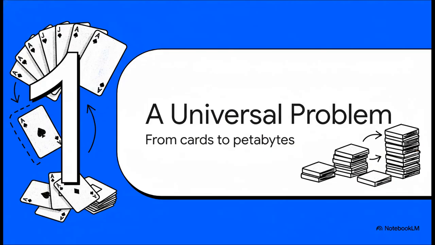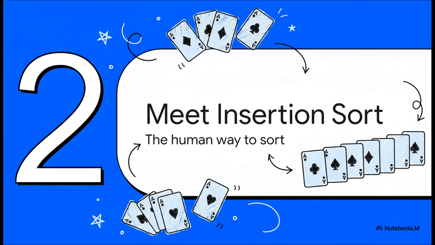Okay, to really get what's going on here, let's start with something we've all done. Picture this. You're dealt a messy hand of playing cards. Instinctively, you pick up one card at a time and you slide it into its correct place, right? That's super simple, very human action. That is the core of the problem we're looking at today. And that little card trick? Well, that brings us right to our algorithm on trial, insertion sort.